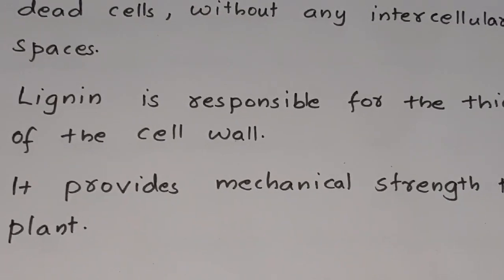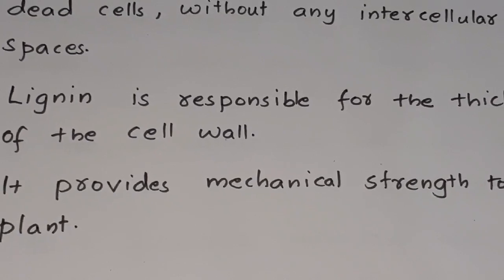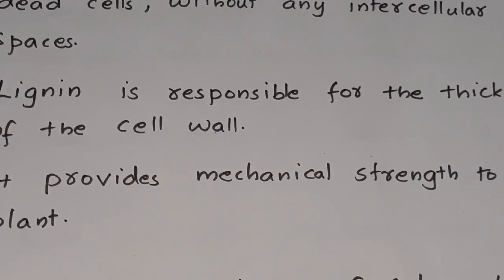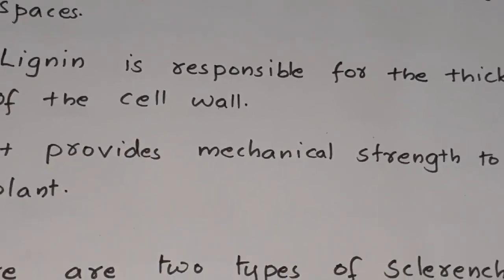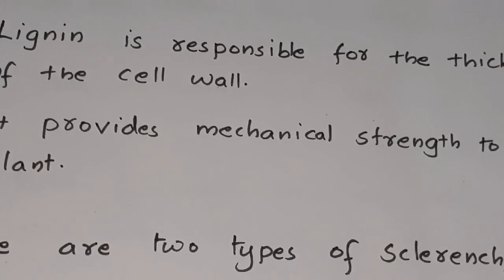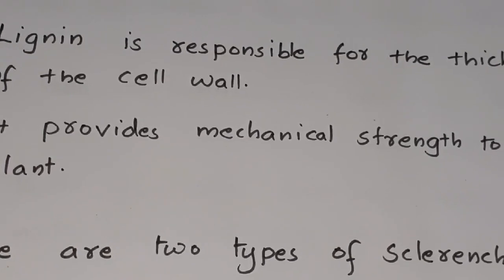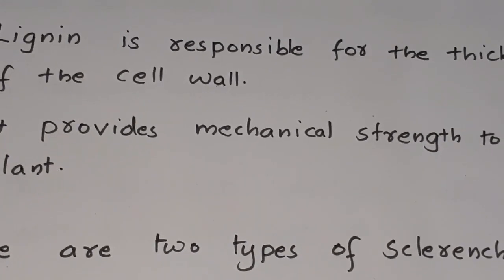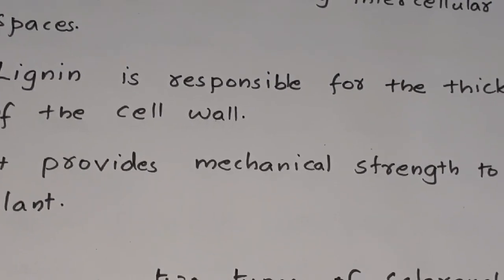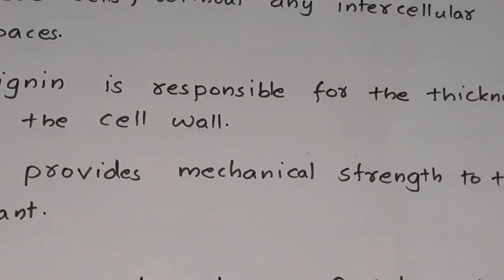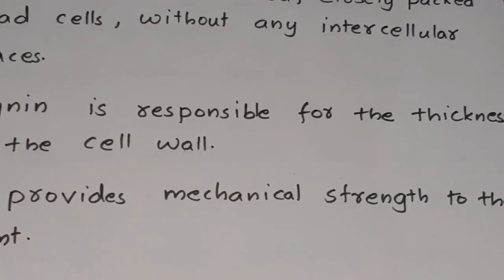It provides mechanical strength. Some plants we use to make furniture and other things. Why? Because that plant is that strong. We will not select every plant; in some plants the strength is more. Only those plants we take to make furniture and other things. So the presence of sclerenchyma decides the strength of that plant.